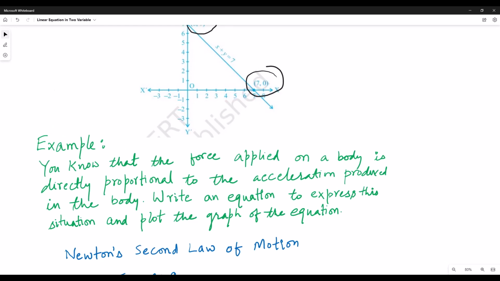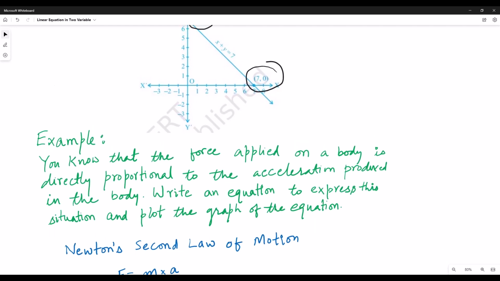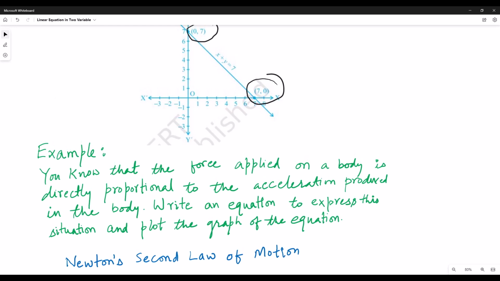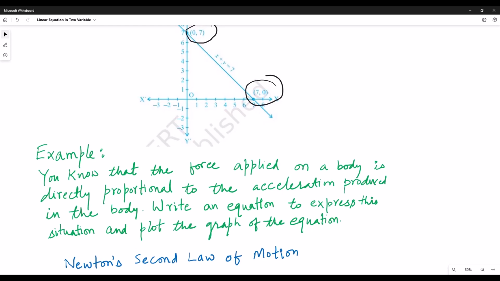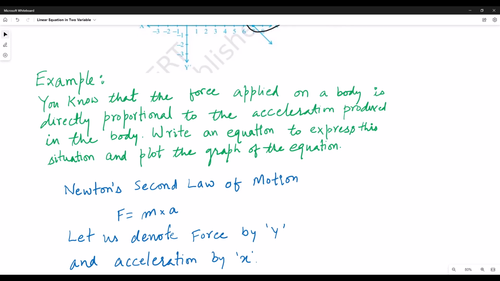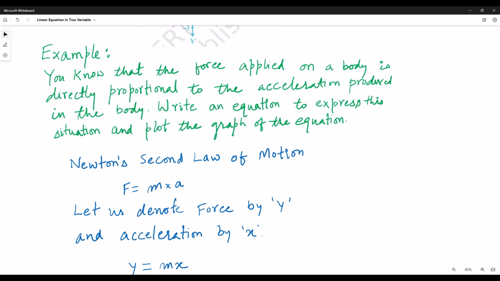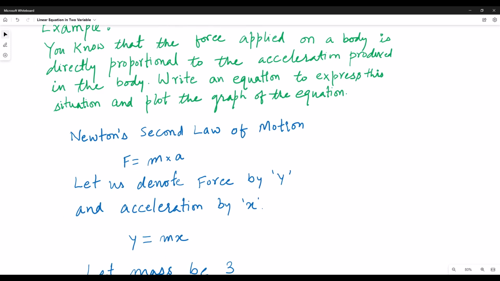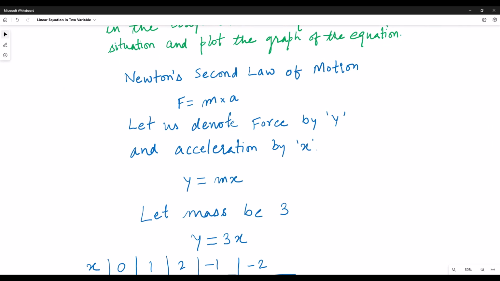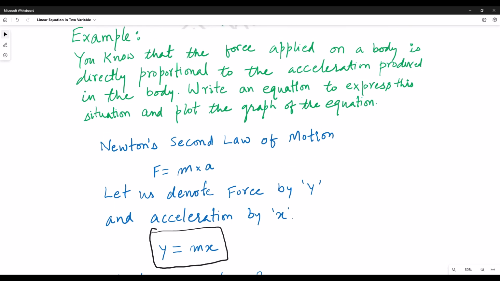You know that the force applied on a body is directly proportional to the acceleration produced in the body. Write an equation to express the situation and plot the graph of the equation. This is Newton's second law of motion, that the force is directly proportional to acceleration, and we write it as F equals ma. Let us denote force by y and acceleration by x. Then y equals mx, where m is mass, y is force, and x is acceleration. So we have written Newton's second law of motion as a linear equation.